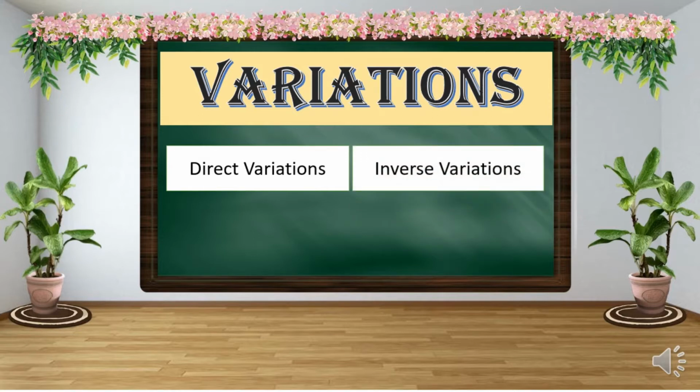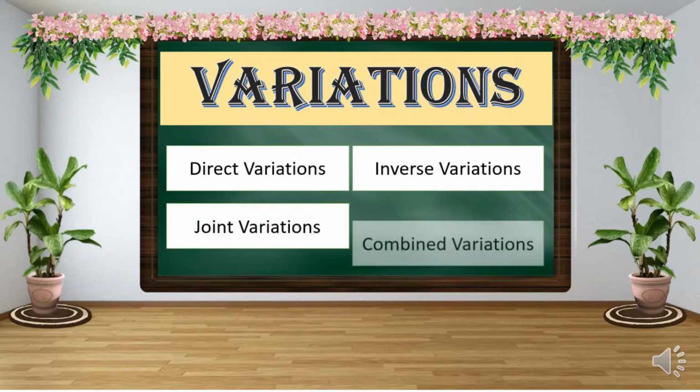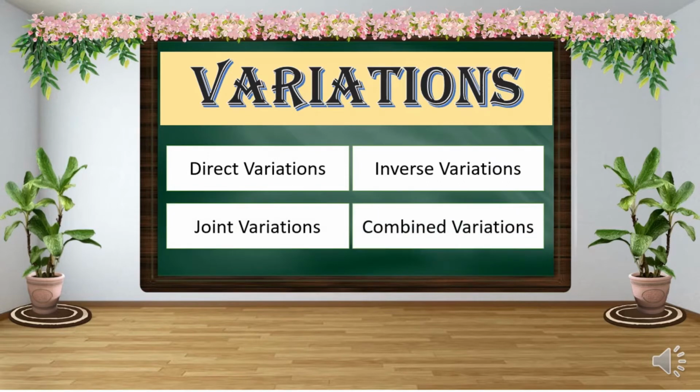Situations involving three or more quantities that vary from one another may show joint variations or combined variations. So let's have further discussion about these different variations.